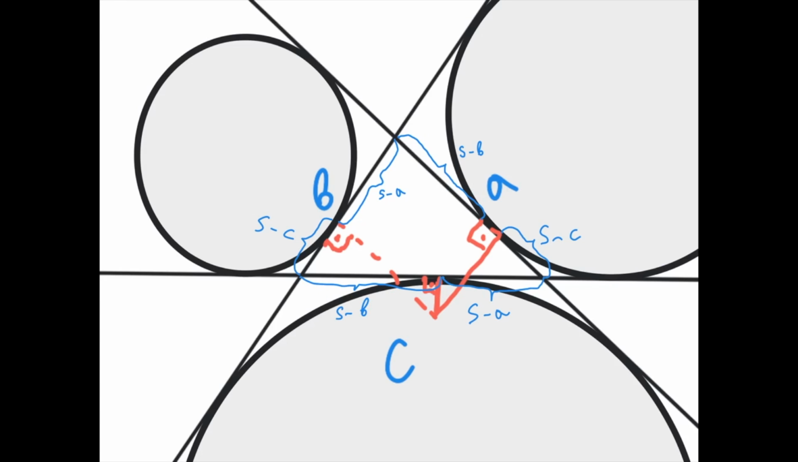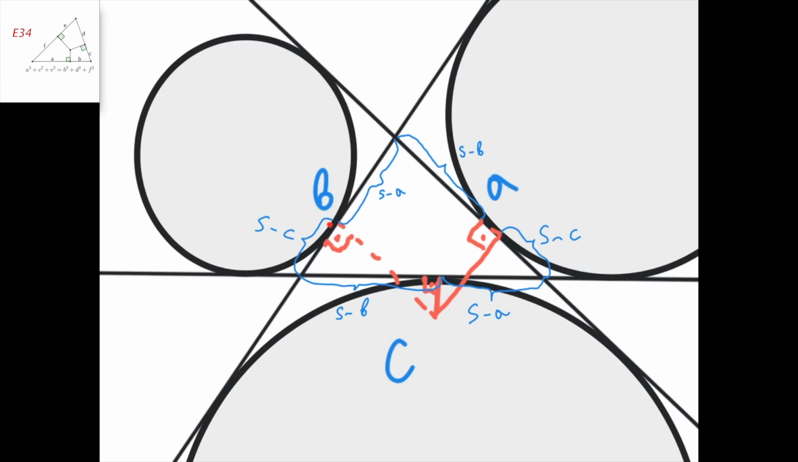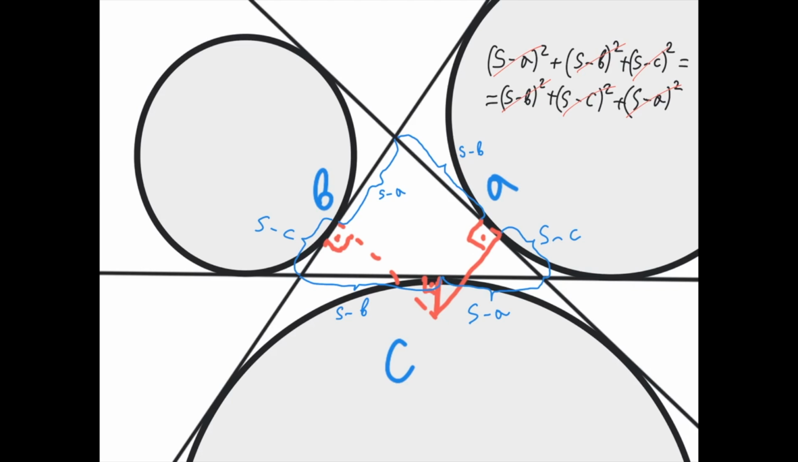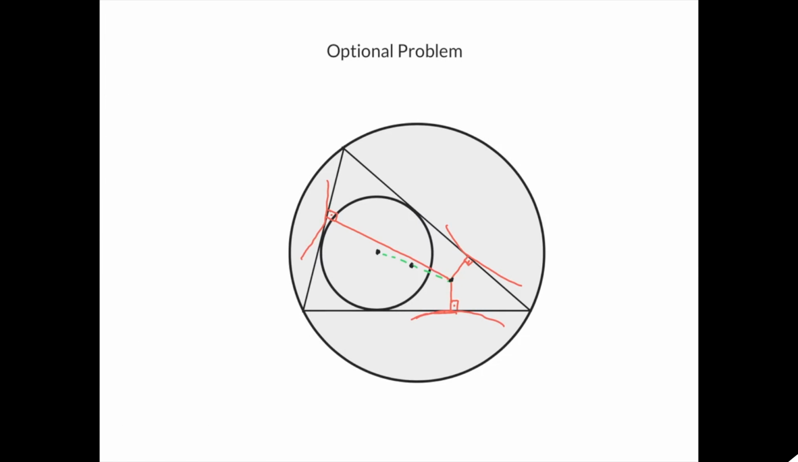And therefore, these three perpendiculars intersect at one point if and only if (S minus A) squared plus (S minus B) squared plus (S minus C) squared equals (S minus B) squared plus (S minus C) squared plus (S minus A) squared. But then all the terms cancel out. And therefore, these three perpendiculars to each of the sides intersect at this point, which is called the Bevan point for the triangle.